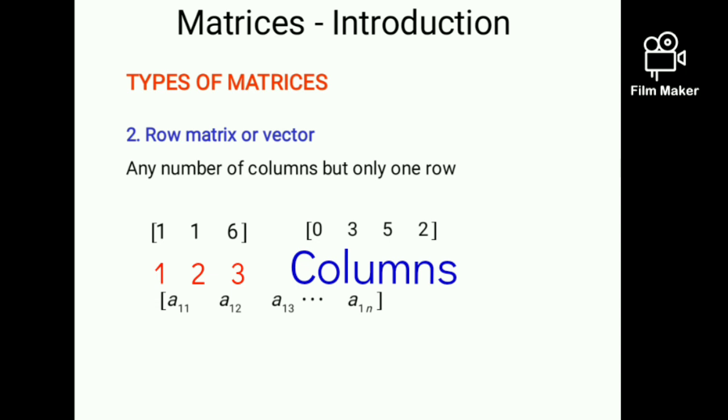While a row matrix or vector refers to any number of columns but only one row, or in another way, a matrix that has a different number of columns but only one row.